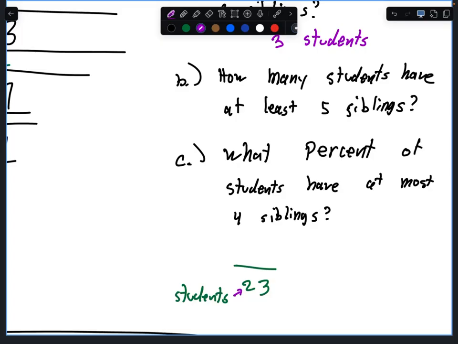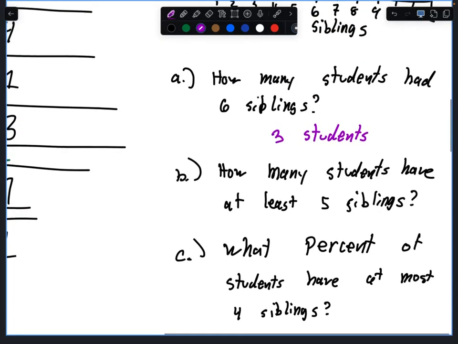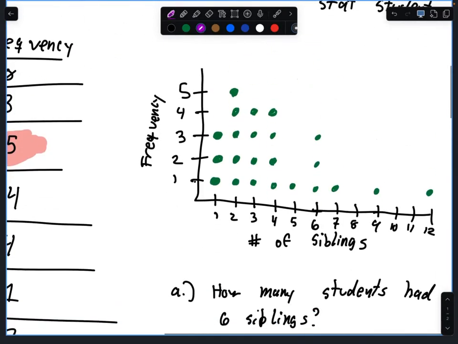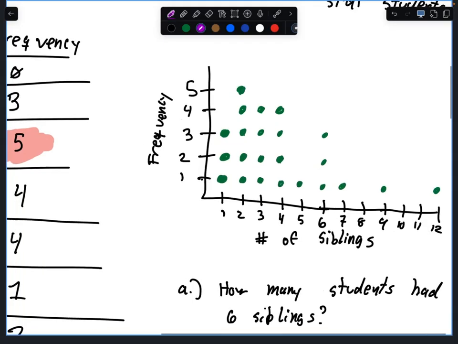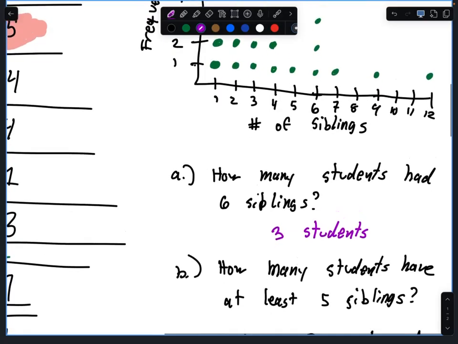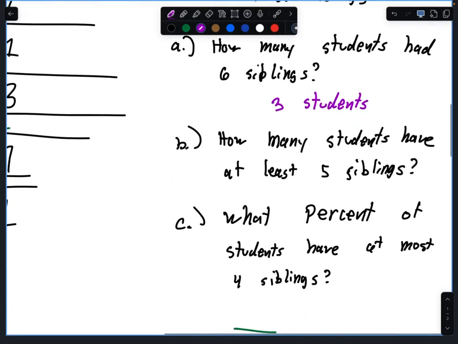How many students had 5 or more? Oh, sorry, I meant to say at least 5. Okay. How many students have 5 or more? 7. Oh, I didn't put the answer in. So, at least 5 or more was 7 students. Sorry, I wanted you to say 6. So, 5 or more, 7 students, yes.